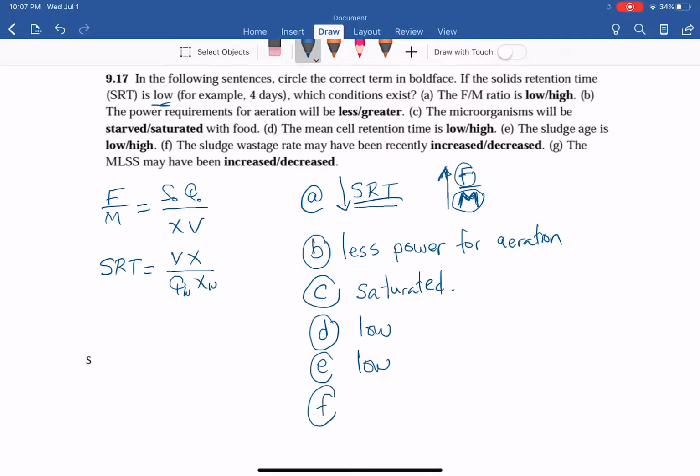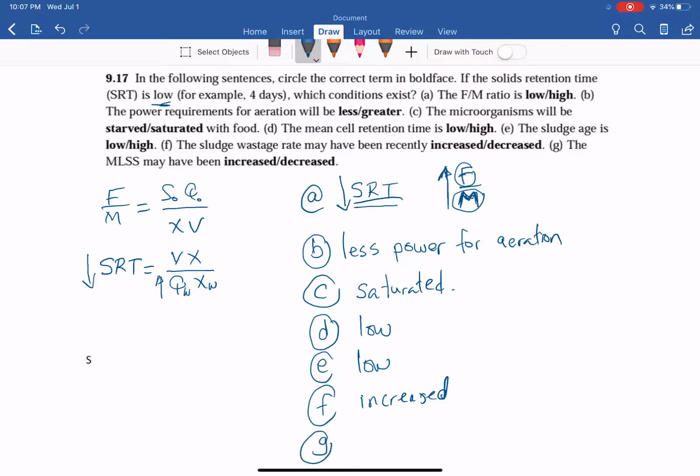And then F. The sludge wasted rate may have been recent. Okay, the sludge wasted rate. If you have lower SRT from this equation, what are you going to have for this? Increasing wasting. Okay, now here you will see increased. That's F.